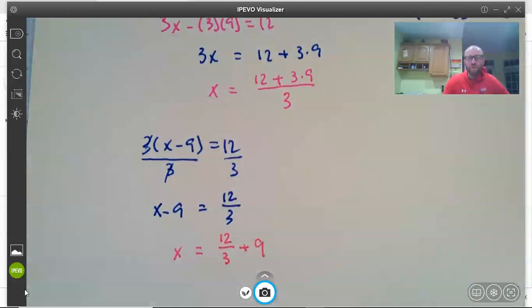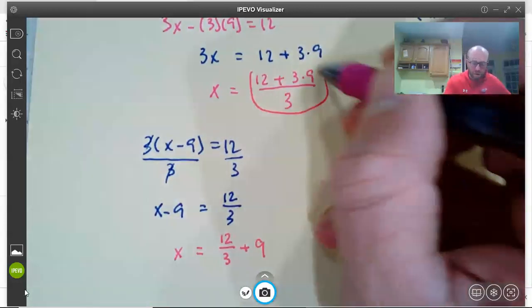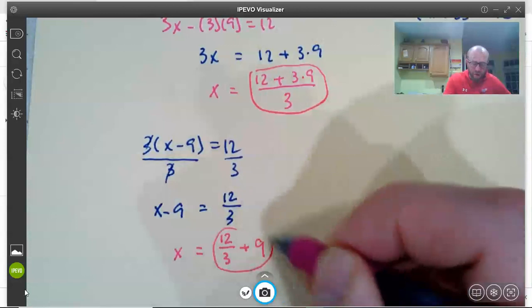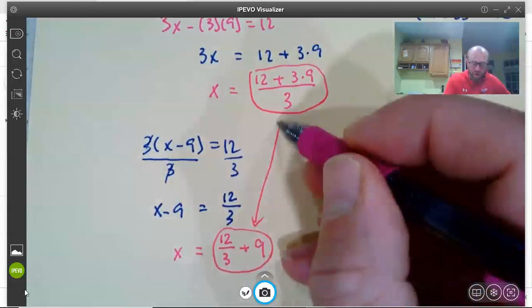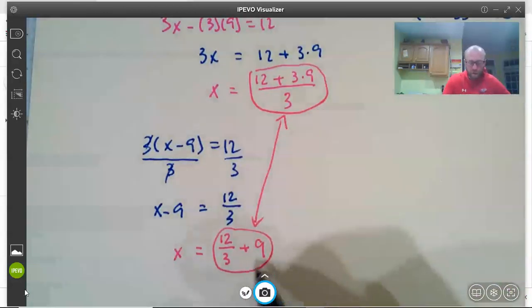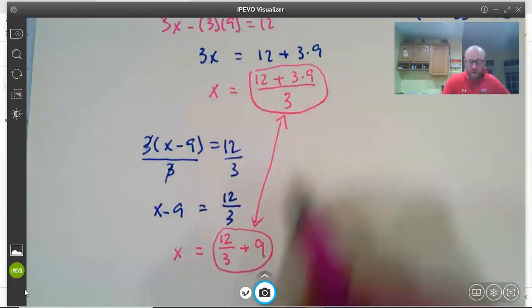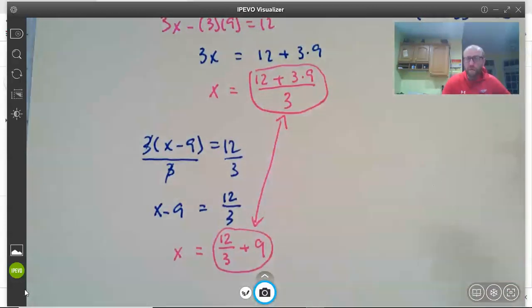And if you were checking your calculator, this expression here and this expression here are the same. And if I wanted to put these back together over the same denominator, I'd have to go, well, 9 times 3 over 3. But if you punch them in your calculator, you'll see you get the same thing.